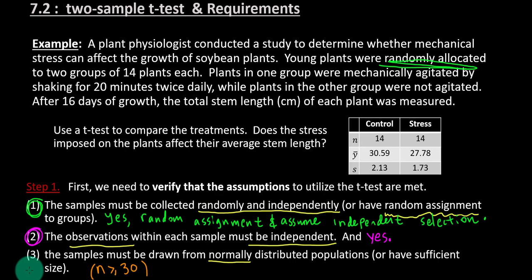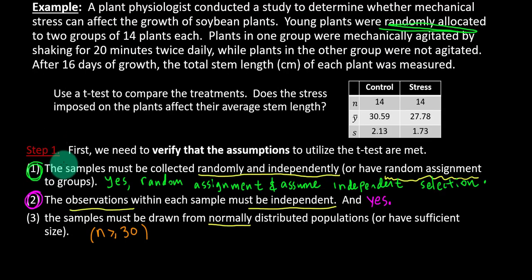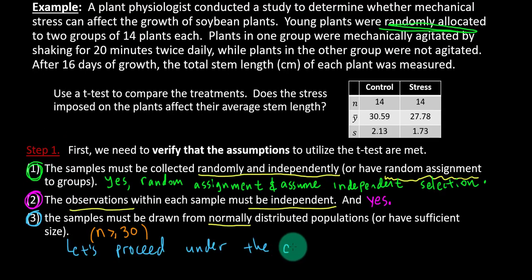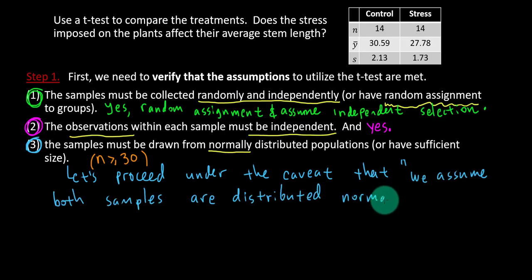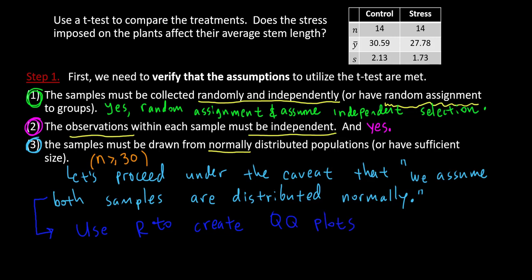So in this case, we will have to proceed under the caveat that we will assume that the 14 observations in the control group are normally distributed and that the 14 observations in the stress group are also normally distributed. Again, if we had the raw data, we would use R to create and check that the QQ plots are demonstrating normality for these two samples.